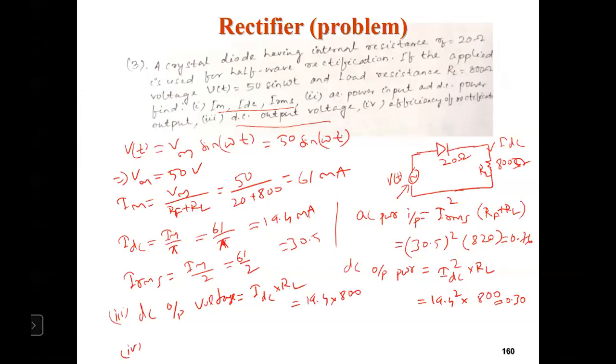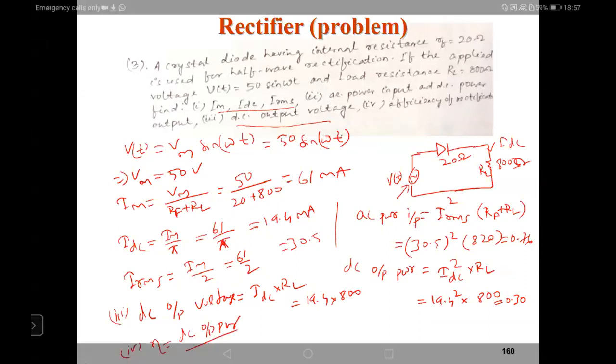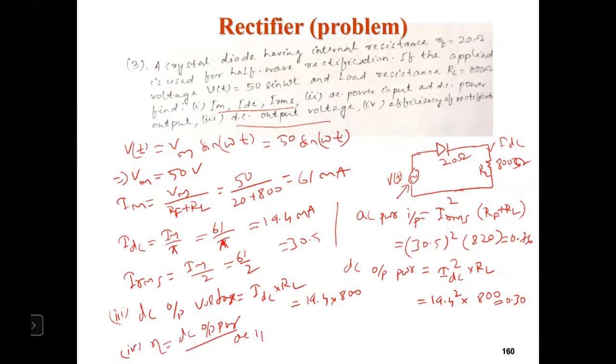Next one is efficiency of rectification. Efficiency of rectification means DC output power by AC input power. So that is equal to 0.301 by 0.763.